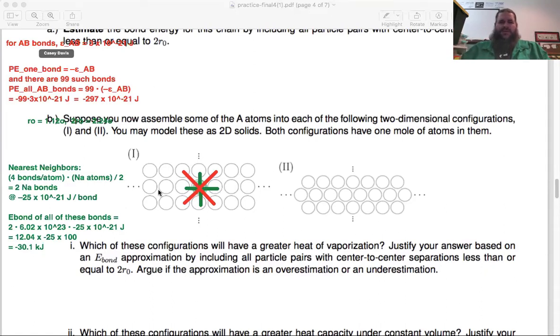Yeah, square root of 2, because this is a diagonal on a 45-degree. In fact, you could even use Pythagorean theorem to do this. We know these two sides are equilibrium distance R naught. So if you use Pythagorean theorem, R naught squared plus R naught squared, then take the square root. This is going to be square root of 2 times R naught.